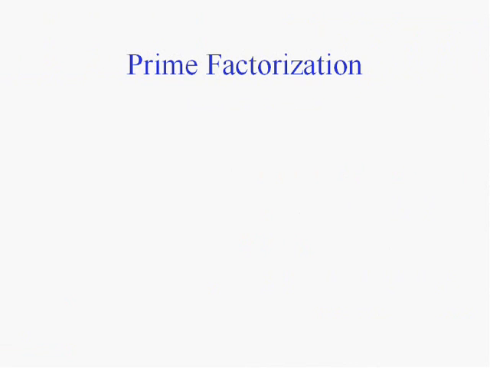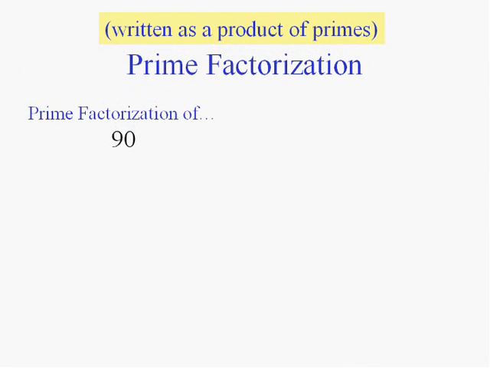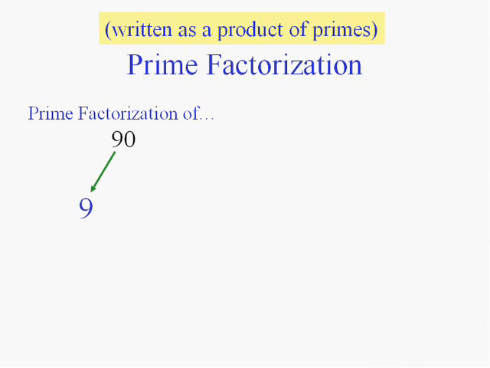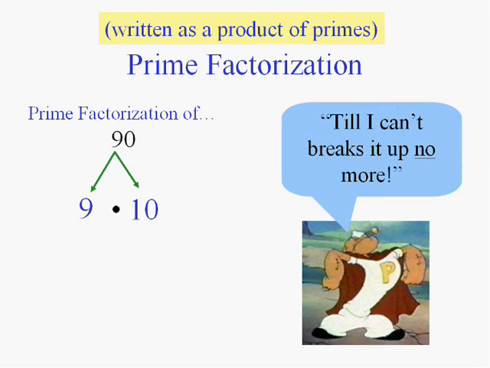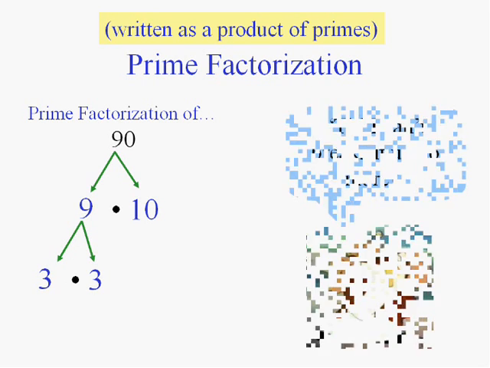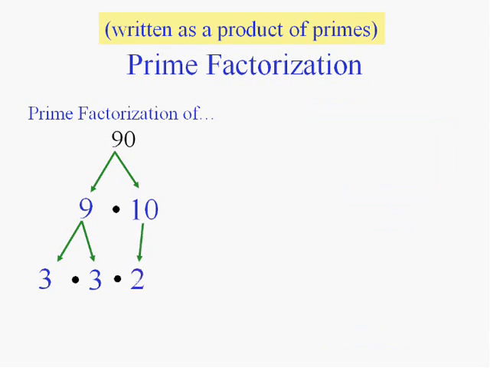I'll give you another example. The prime factorization of 90. Now it doesn't matter really how you start. I'm going to break it up in any way and then just keep breaking it up till it can't break up anymore. I know it's 9 times 10. Now both of those can be broken up further. So I'll break 9 up into 3 and 3, and 10 up into 2 and 5.